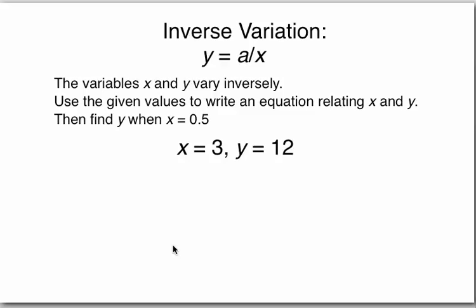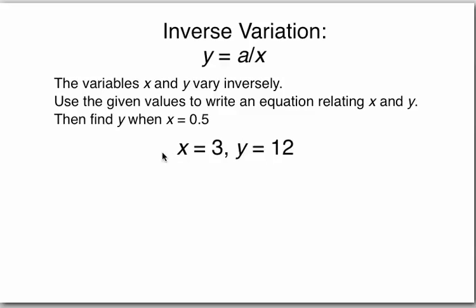Hi guys, and welcome to writing inverse variation equations. What we're going to look at is if you're given a value for x and y and told that they vary inversely, how are you going to write that equation? The first thing I want to do is look at what this means.